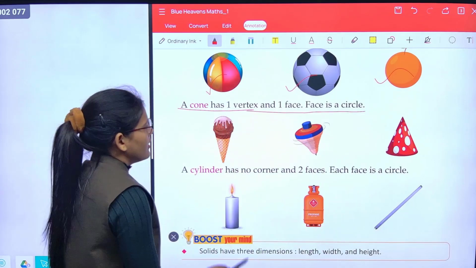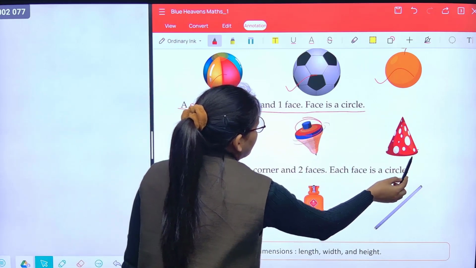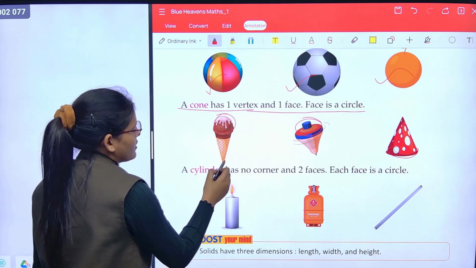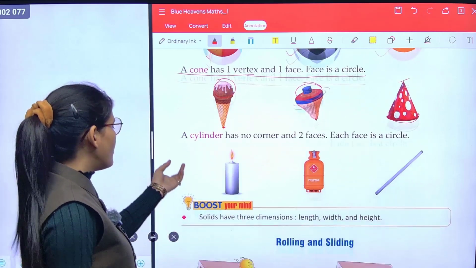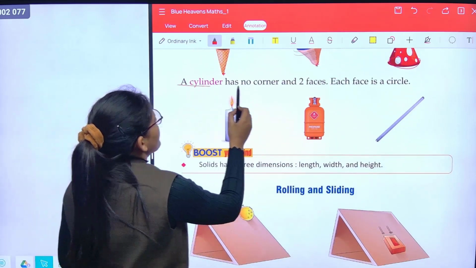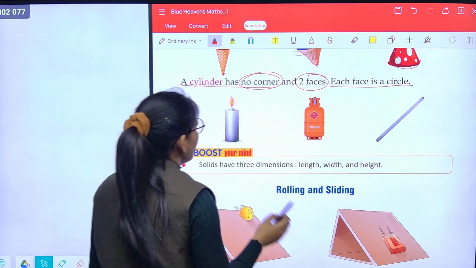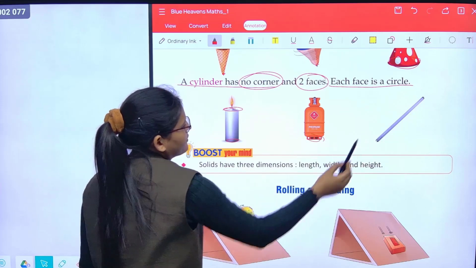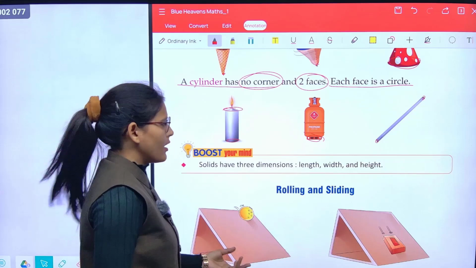Now class, a cone has 1 vertex and 1 face. Face is a circle. See the example of cone. Understand class? See vertex. इनका एक ही vertex होता है. Now a cylinder has no corner and 2 faces. Each face is a circle. See. Understand? See.